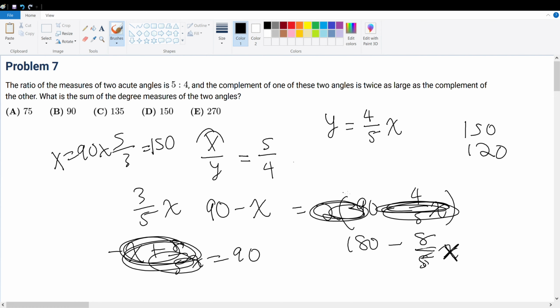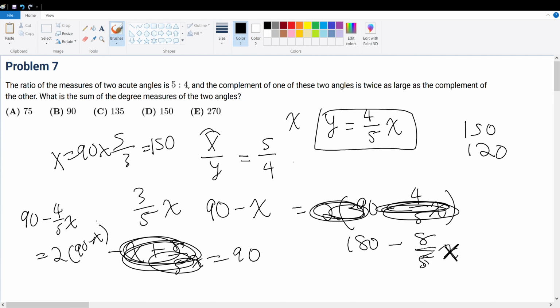So actually, this doesn't even make sense because y originally is less than x. So the complement of this would be greater. So that means it should have been 90 minus 4 over 5x gives twice of 90 minus x. This should have been the expression that made more logical sense. So yeah, ignore all that.